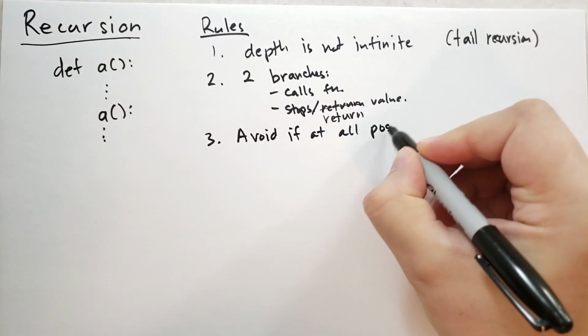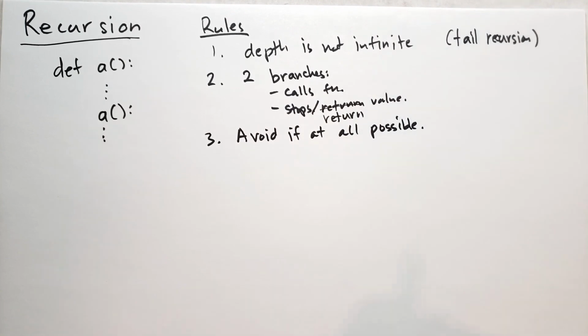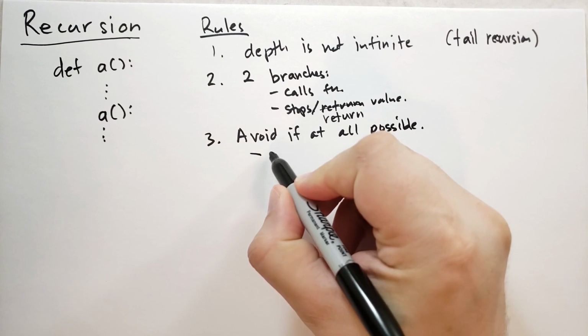Another rule of recursion is to avoid it if possible. The reason why you try to avoid it is recursion tends to be very difficult to reason about. It tends to be difficult to debug. There are certain cases when you need it. And the one case when you need it is you need it for trees.